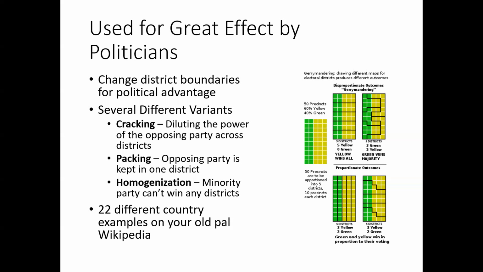And homogenization means the minority party can't win any district. So, if you're the majority party, you're getting the majority of the votes, such as yellow. You can divide it up so that yellow wins all the districts because they're 60% of the population. So that's an example in the upper left. And this is a term called gerrymandering, and there are 22 different examples, at least last time I looked, in Wikipedia, where they had examples of gerrymandering. So that's the modifiable areal unit problem, or its political application is gerrymandering.